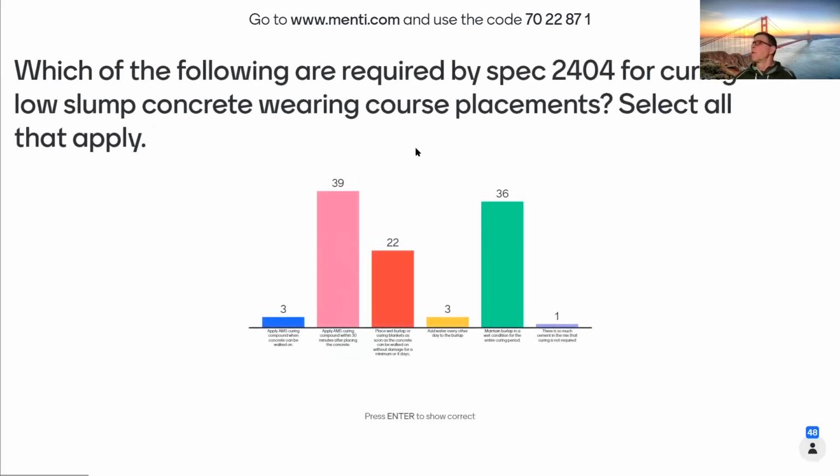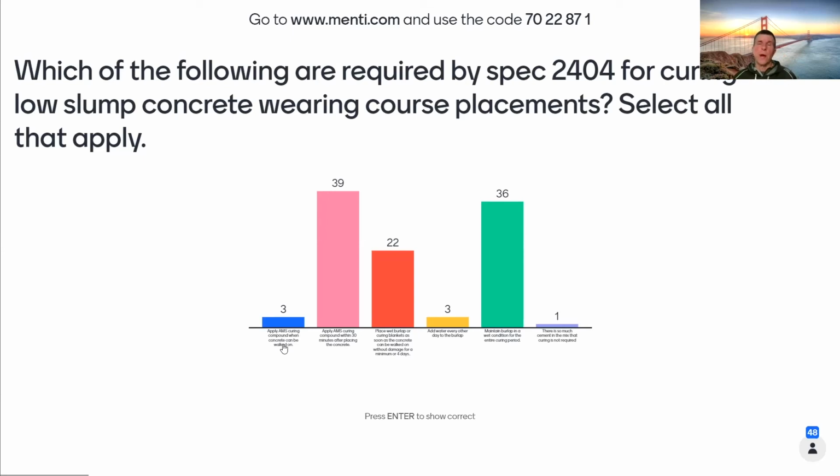Which of the following are required by spec 2404 for curing low slump concrete wearing course placements, select all that apply. Apply AMS curing compound when concrete can be walked on. That's not true.